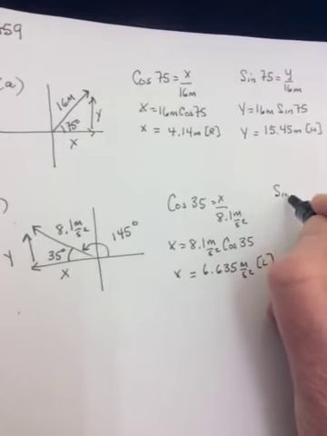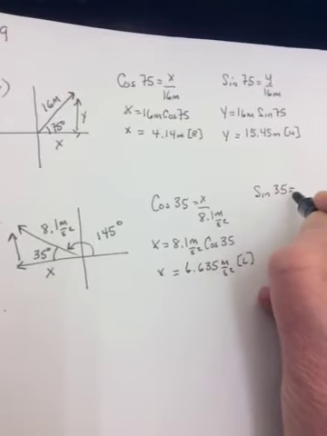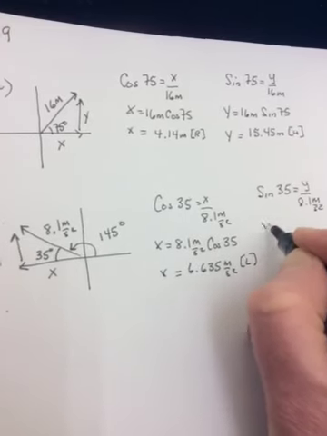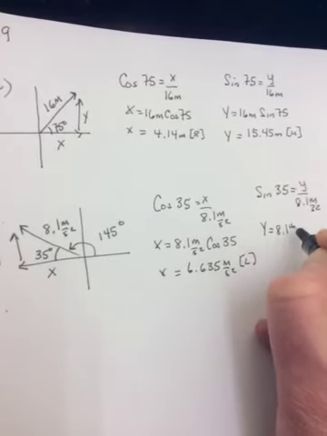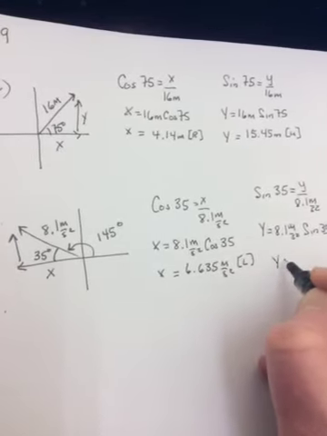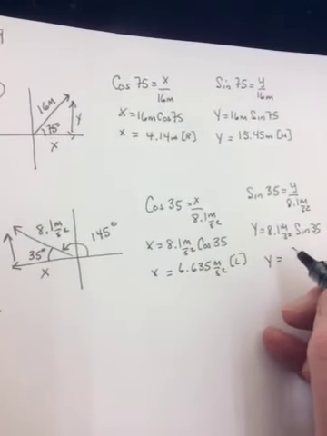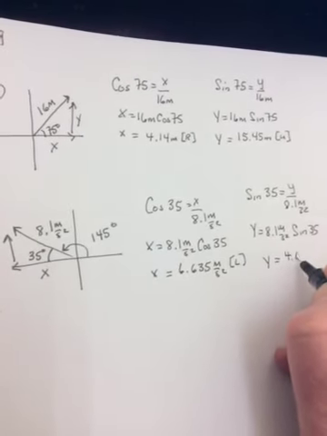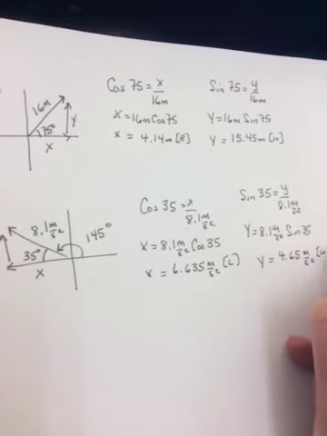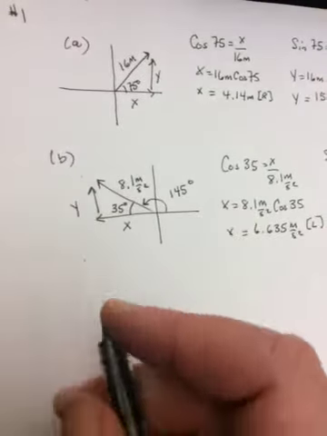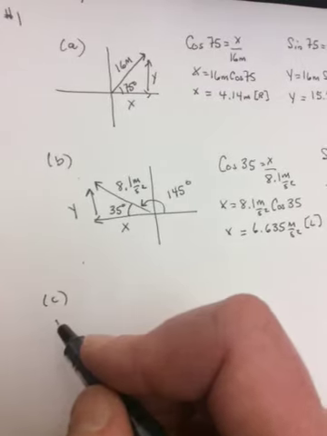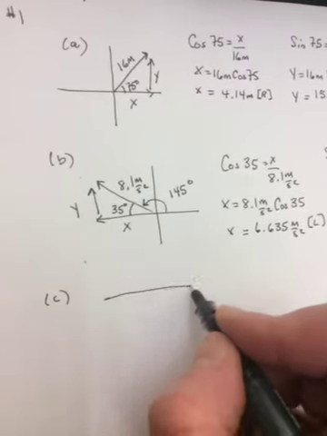And Y should be sine, so sine of 35 should equal Y over 8.1 meters per second squared. So Y should equal 8.1 meters per second squared times sine of 35. And when you punch that into your calculator, I think you get 4.65 perhaps meters per second squared, and again that will be up. So that's B. C is a velocity of 16 meters per second, an angle of 225.